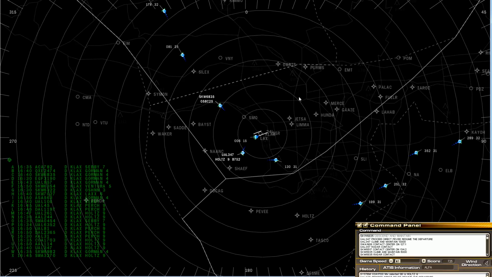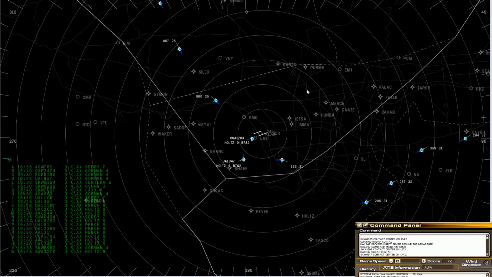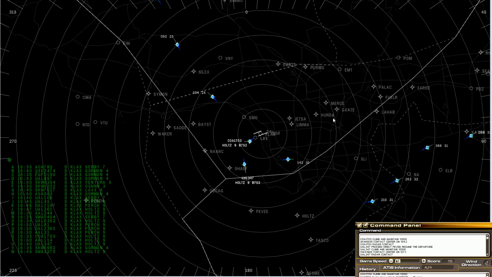Departure, Continental 1703 with information Alpha at 900s climbing to 5000s. Continental 1703, radar contact. SkyWest 6835, contact center on 134.2. Contact center on 134.2 SkyWest 6835. Continental 1703, climb and maintain 13,000. Climb and maintain 13,000 Continental 1703.